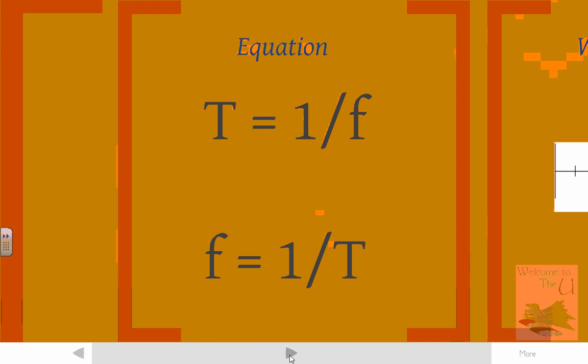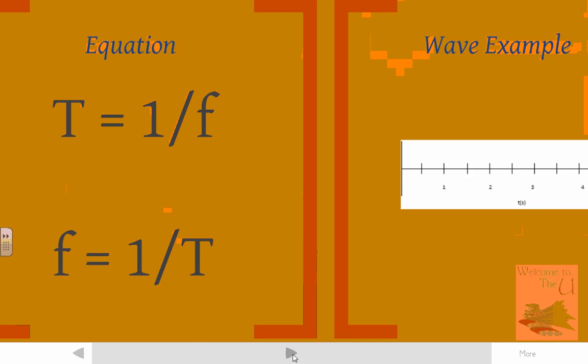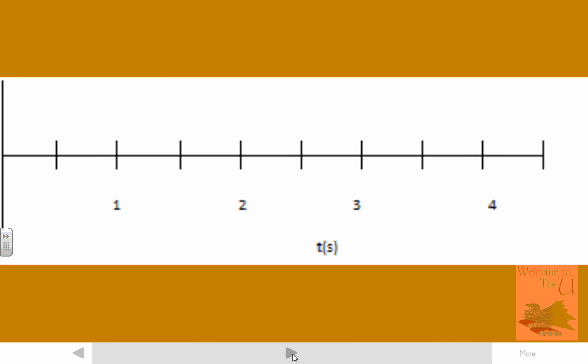Okay, so again, these are the two important equations, and really important that you know how to calculate it from a graph. So if I was to draw a wave here, we could calculate the period, the capital T in that equation, just do 1 divided by that, and you would actually be able to find the frequency of this wave.